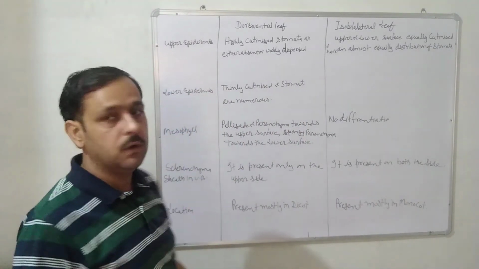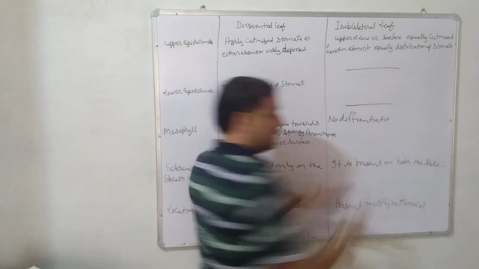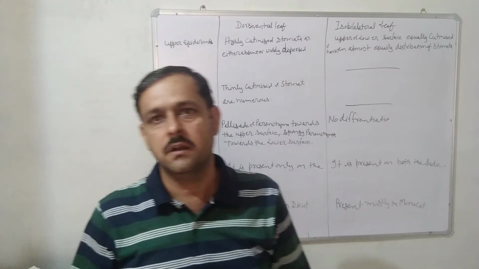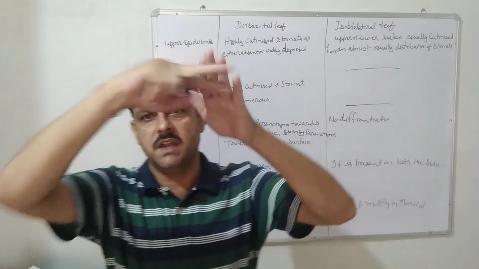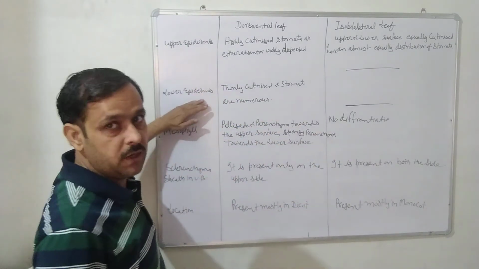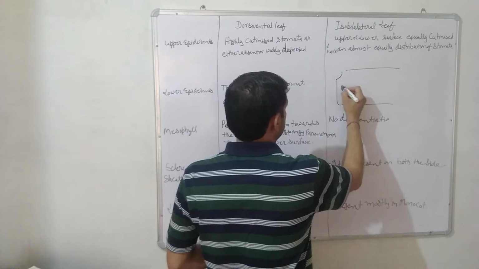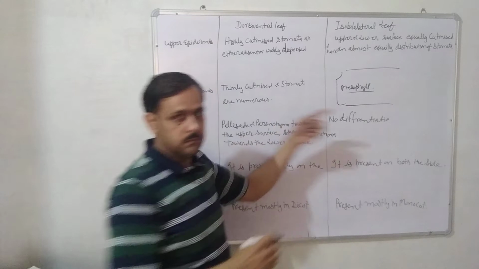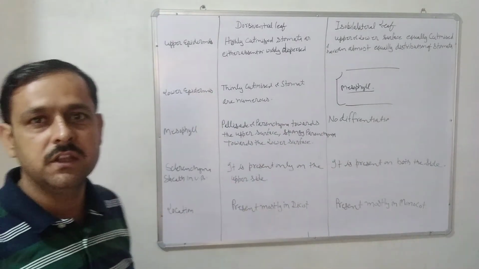First of all, as we know, the leaf has two sides, upper side and lower side, because a leaf is a flattened structure. So here we can write upper epidermis, lower epidermis, and between these epidermis the tissue found is called mesophyll tissue. I will draw both diagrams shortly after looking at these differences.